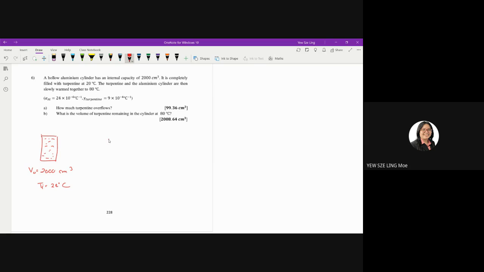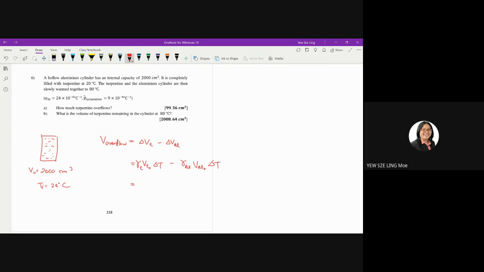Overflow, again, same method. V overflow equals delta V of the turpentine minus delta V of the aluminum cylinder. I'm going to call it AL. It equals V initial of the turpentine times gamma turpentine times delta T, minus gamma aluminum times V aluminum initial times delta T.